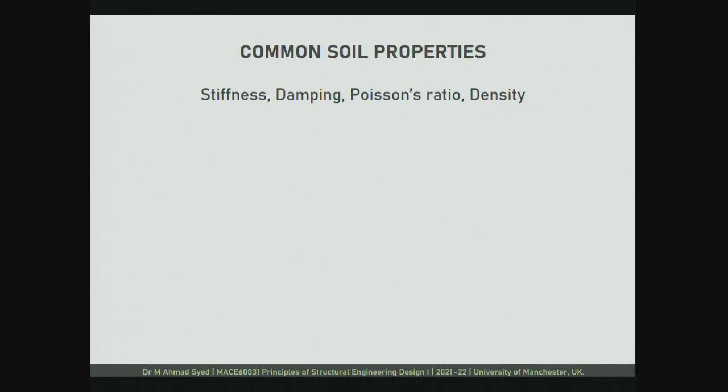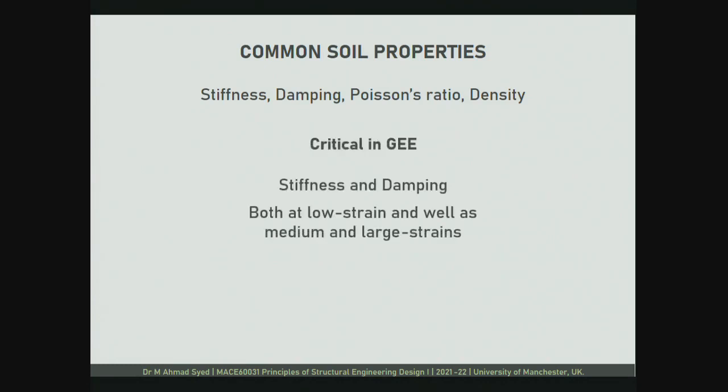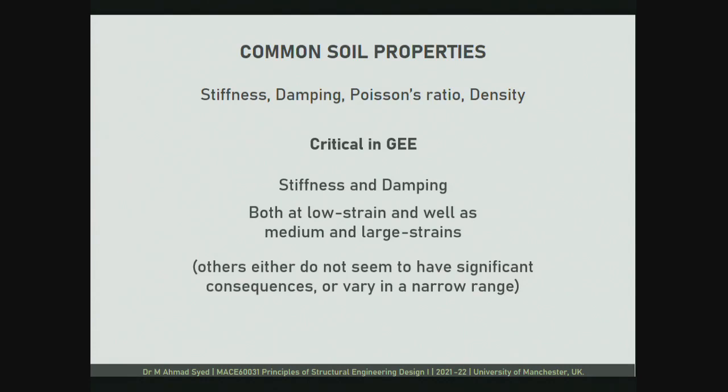Now there are several soil properties that are of interest to us, for example density, Poisson's ratio, damping, and stiffness. When we talk about dynamic soil behavior, out of these four, the last two are the most important, that is the stiffness and damping of a given soil mass. The other two quantities are not that significant, at least in comparison to stiffness and damping, and also they usually vary in a very small range, a narrow range. So we can live with that. In the problems that we normally tackle in geotechnical earthquake engineering, as I said, stiffness and damping are very important, both at low strain and high strain values. Others do not seem to have significant consequences on the properties that we obtain, and the reason is they also vary in a narrow range.